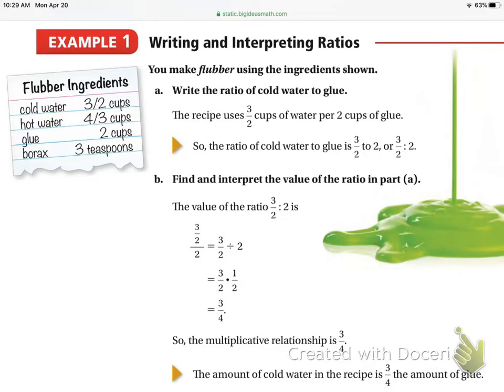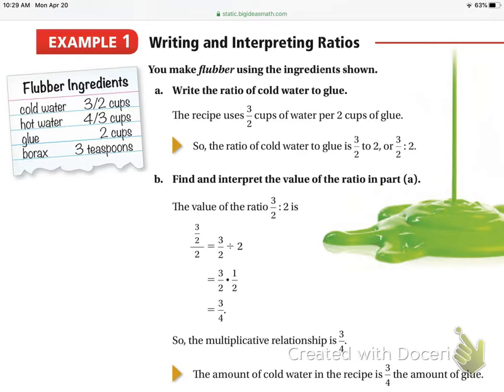Good morning, everyone. We are ready for Chapter D, which has to do with ratios and proportions. So our first lesson today, we're going to be looking at some ratios in D-1. And our first example says, you make flubber using the ingredients shown. Write the ratio of cold water to glue.